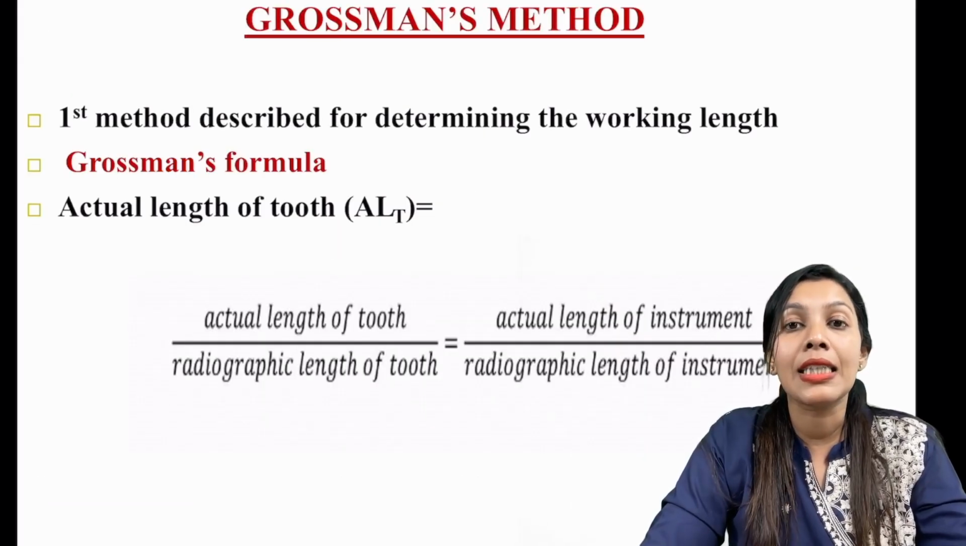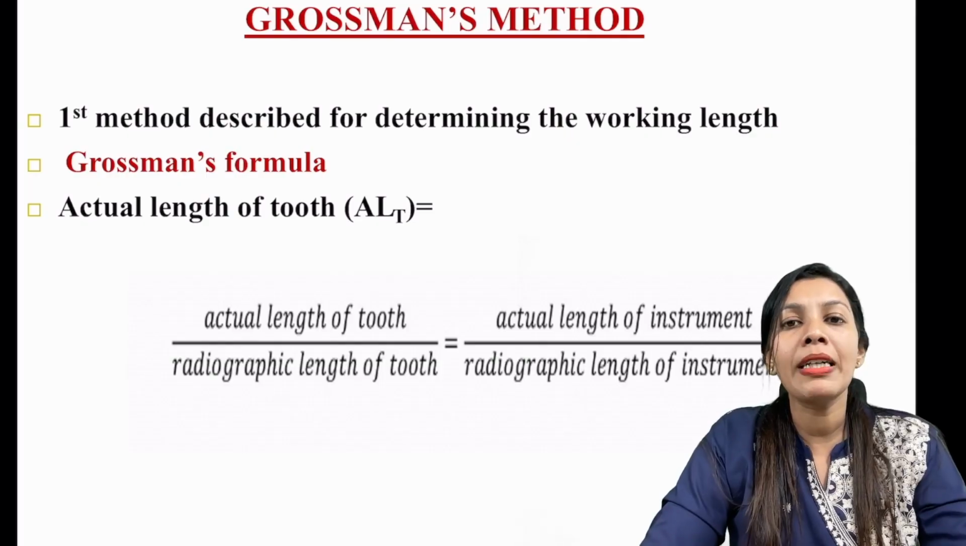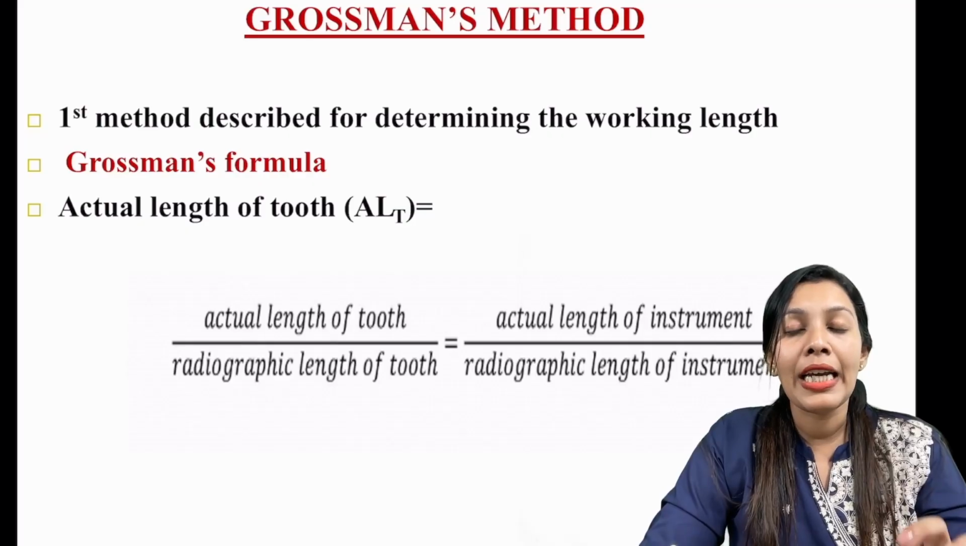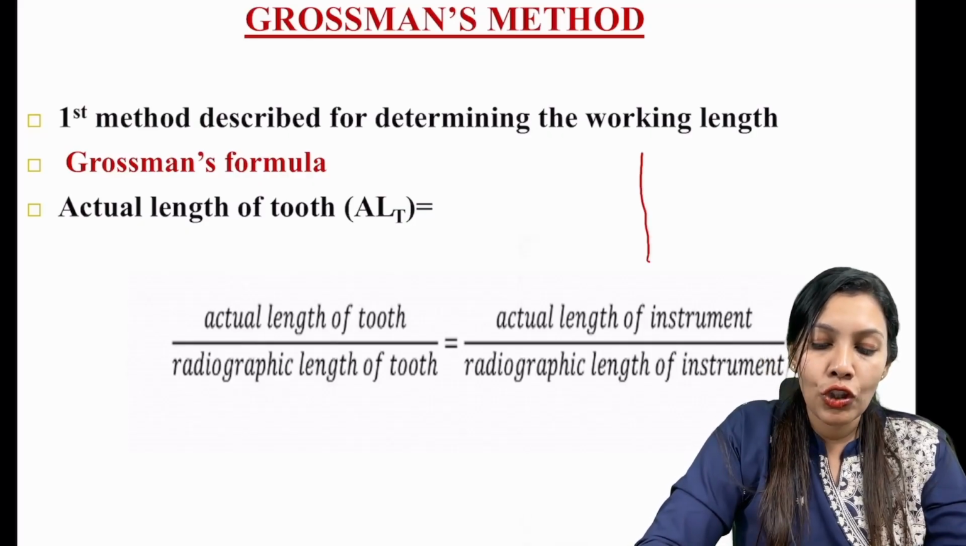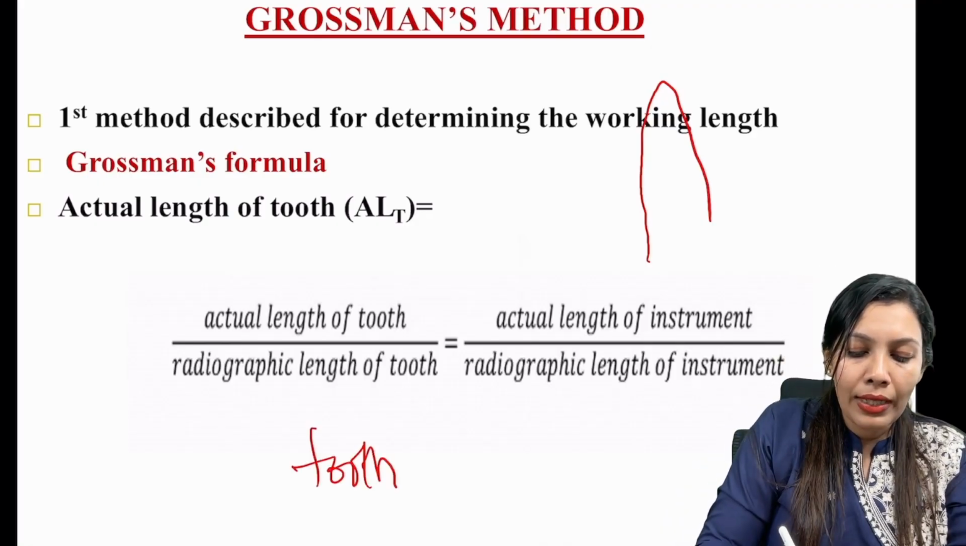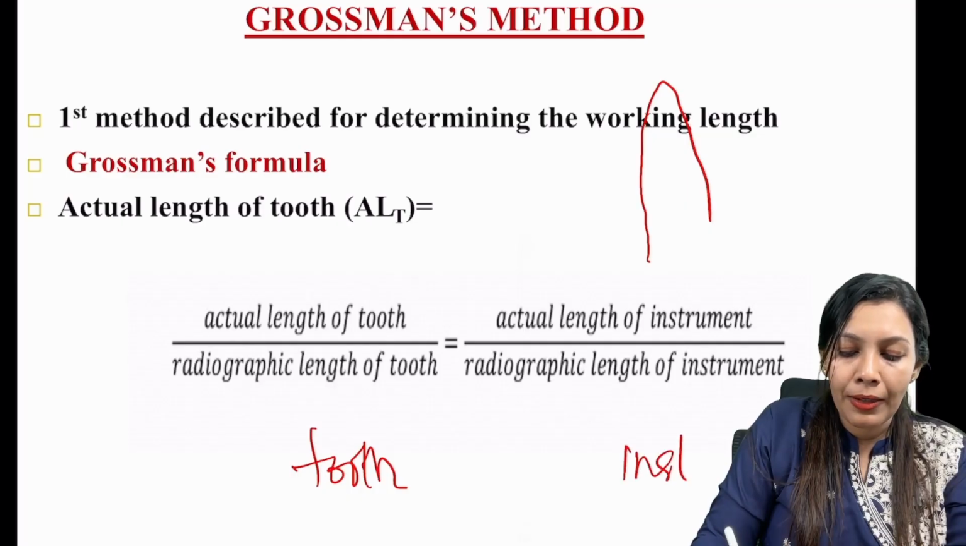That was Ingle's radiographic method. Grossman's method is actually a formula method, and it calculates the actual length of the tooth. It is very easy. Here comes the tooth on one side, here comes the instrument.